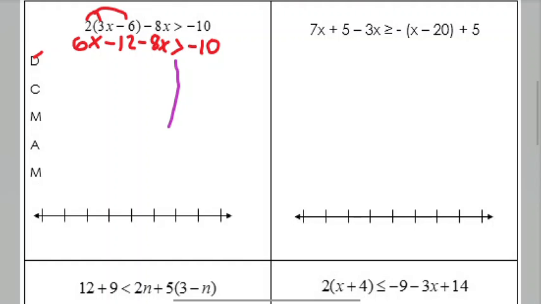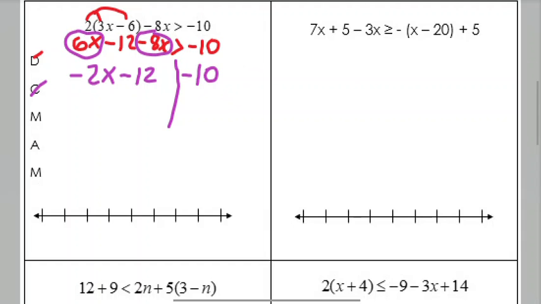My next step is combine like terms. So I build my wall, and I'm going to combine everything on the left side and combine everything on the right side. So what can I combine on my left side here? Well, I see I can combine that 6x and that negative 8x, because they both have an x. And 6x minus 8x will give me negative 2x. And I can't combine that negative 12 with anything, so I just bring it down. And on my right side, it's just a negative 10, so I can just bring that down. There's nothing to combine it with over here. So I'm done with combining my like terms.